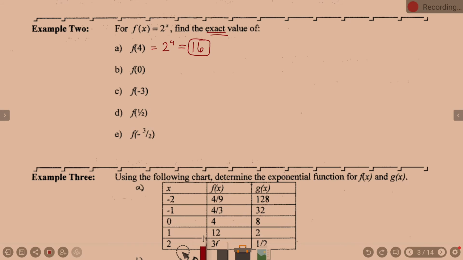So, yes, I think I understand this one. You just take the f and the number and you plug it into the exponent. Yep. If it's f of x and they want us to find f of 4, every place we see x, we're putting in the 4. So B, f of 0.